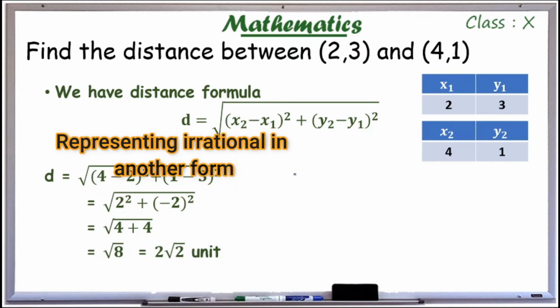Now I have to simplify root 8, or else I have to find the value of root 8. So I am just going to factorize root 8.